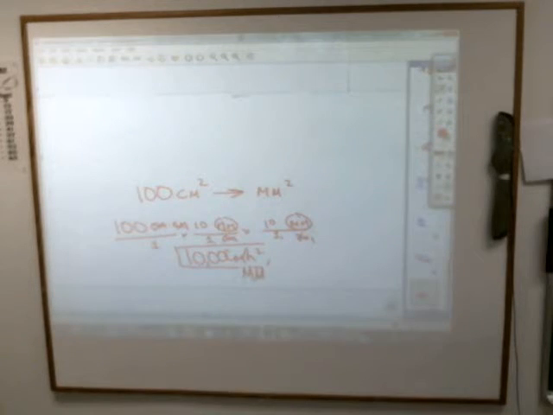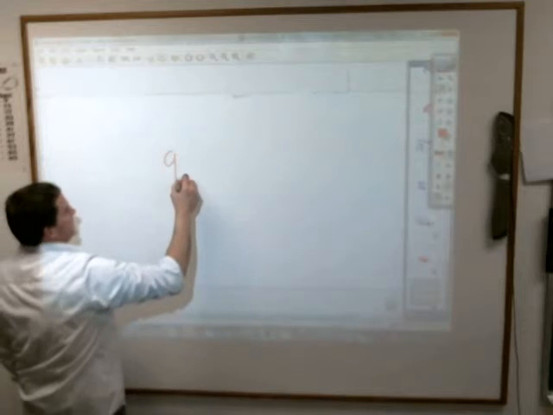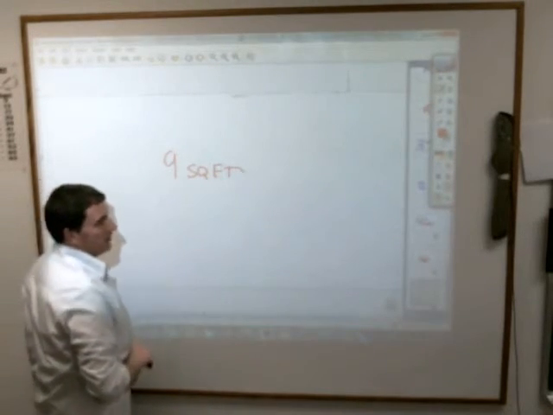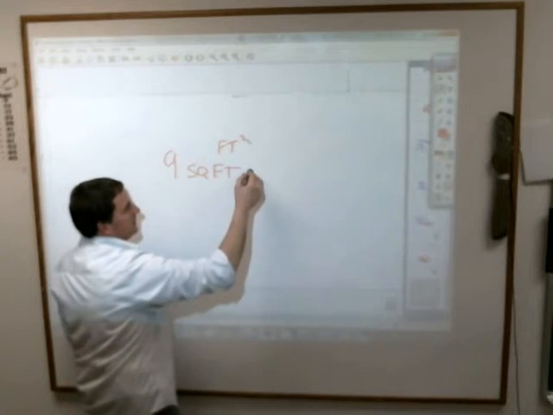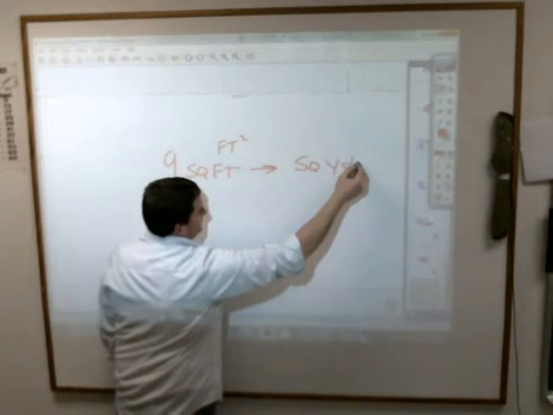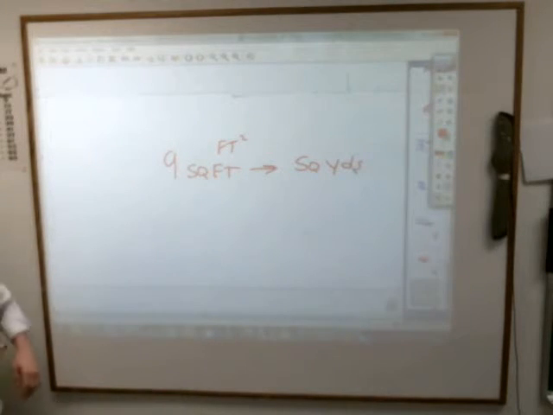How about this one? 9 square feet to square yards. You do this. 9 square feet. And notice, even though I wrote it out in letters, it still means feet squared. Square feet and feet squared are the same thing. And I want you to change that into square yards. Change 9 square feet into square yards.